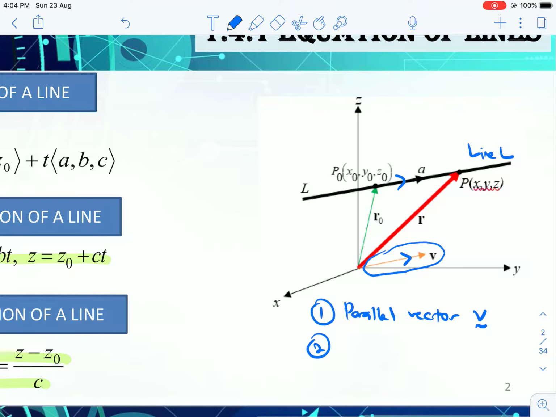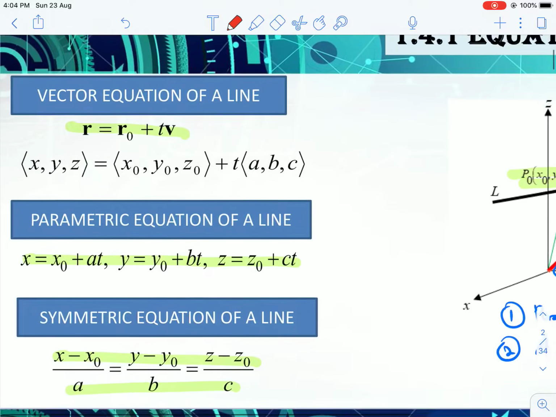Number two, we need to have a point P naught, which is located on the line. In this case, this is our P naught. This is the point P naught. If we have these two pieces of information, then we can form the equations of the line.